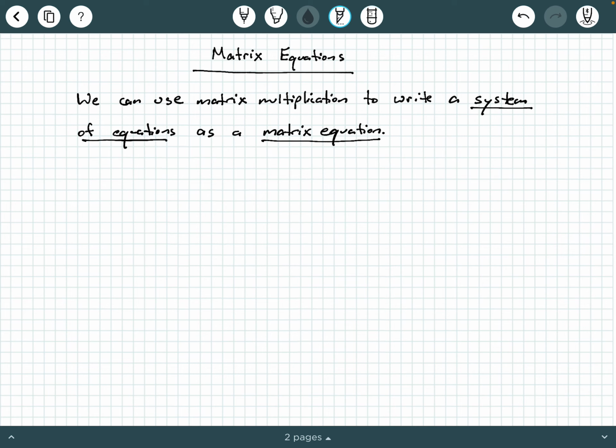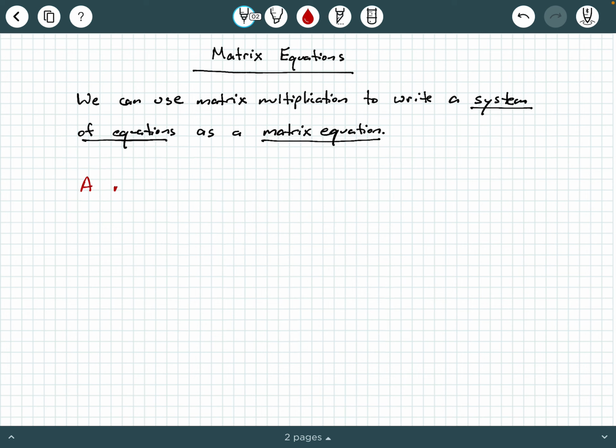So in this particular topic, what we're discussing is how we can use matrix multiplication to write a system of equations as what's called a matrix equation. So again, it's a little different than what you have seen before with expressing an equation system as an entire single matrix and then performing row operations. It's not the same as that. So let's talk about what we're dealing with here.